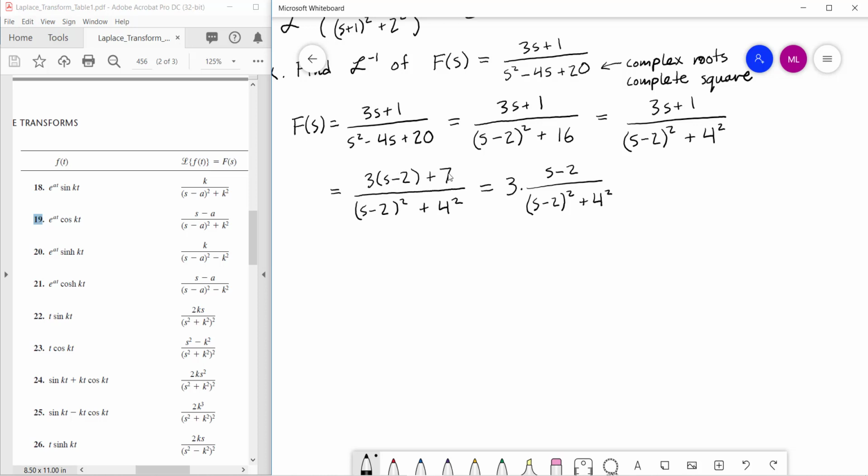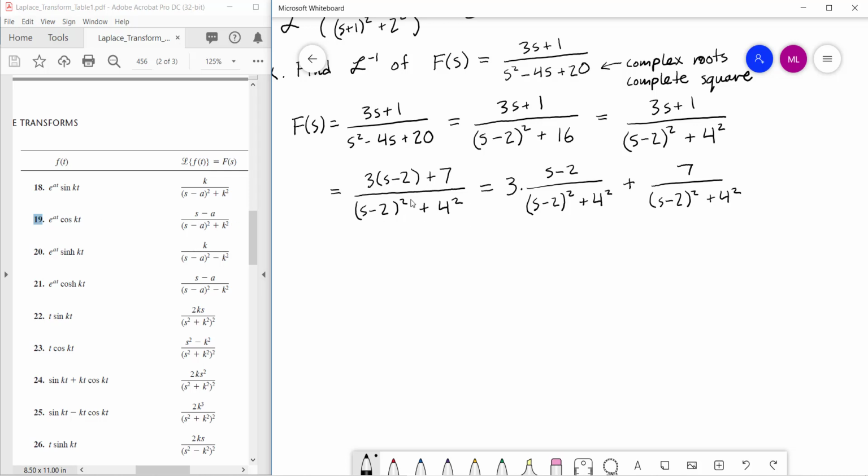But because this appears in the numerator, I can just split this up into 2 separate fractions. Right now we have it written as one big fraction, but I can always split it up if the numerator is made up of a sum of 2 separate pieces. I could write that as 2 separate fractions, and that's what I'm going to do. I'm going to write it as plus 7 over the same denominator, s minus 2 squared plus 4 squared. This piece is basically ready to go. This piece matches exactly what I have written right here. The only difference is I have a factor of 3 out in front, but that's fine.